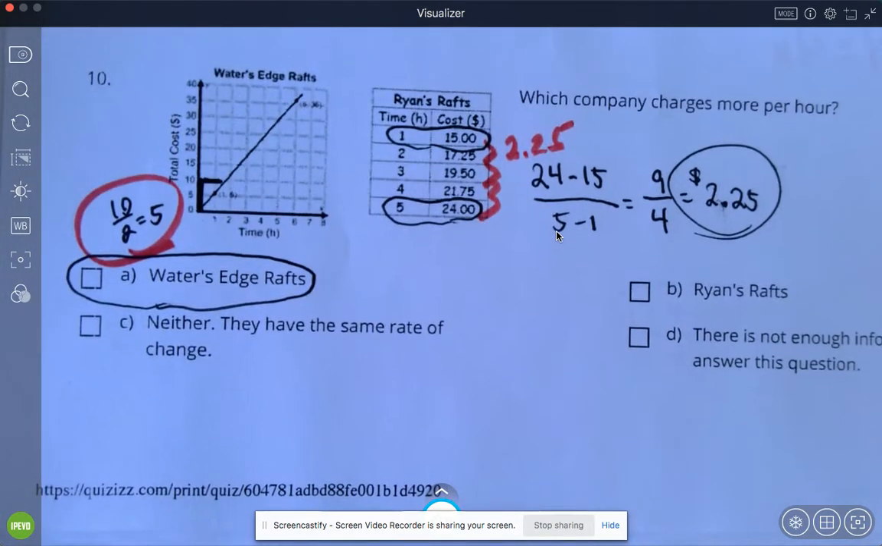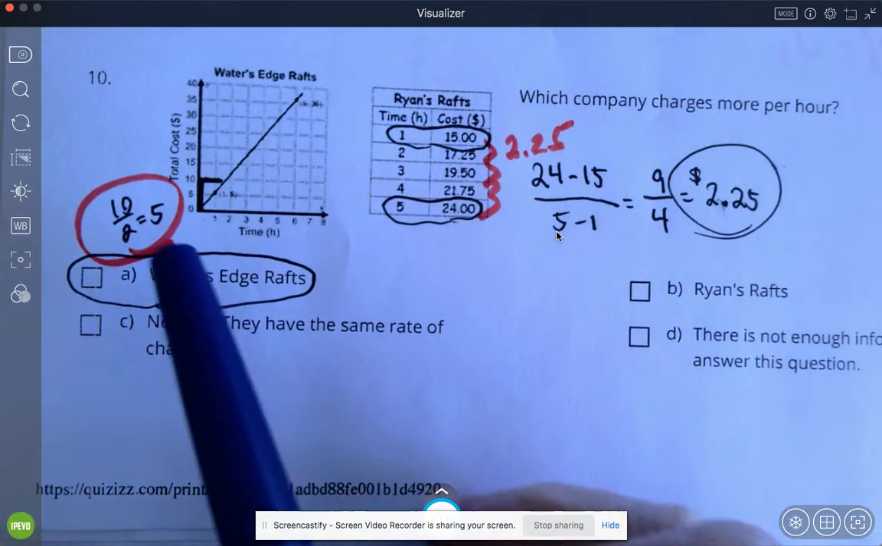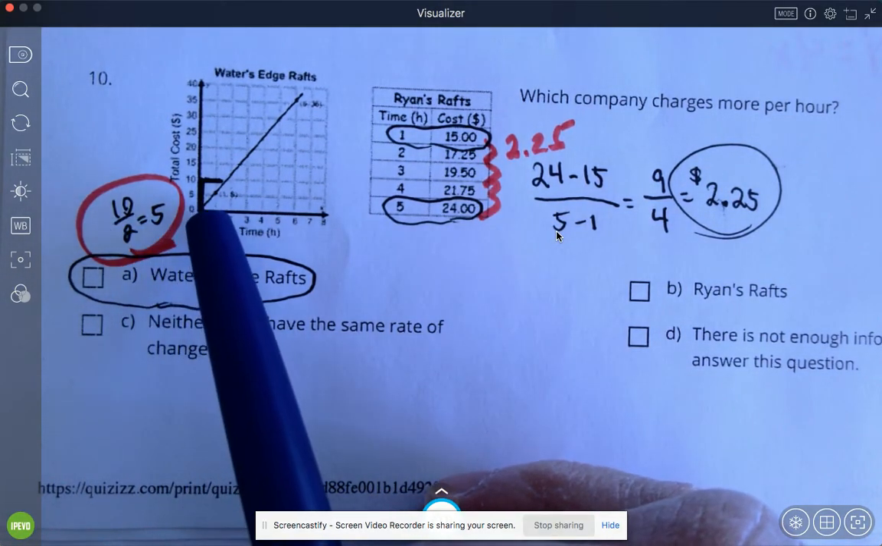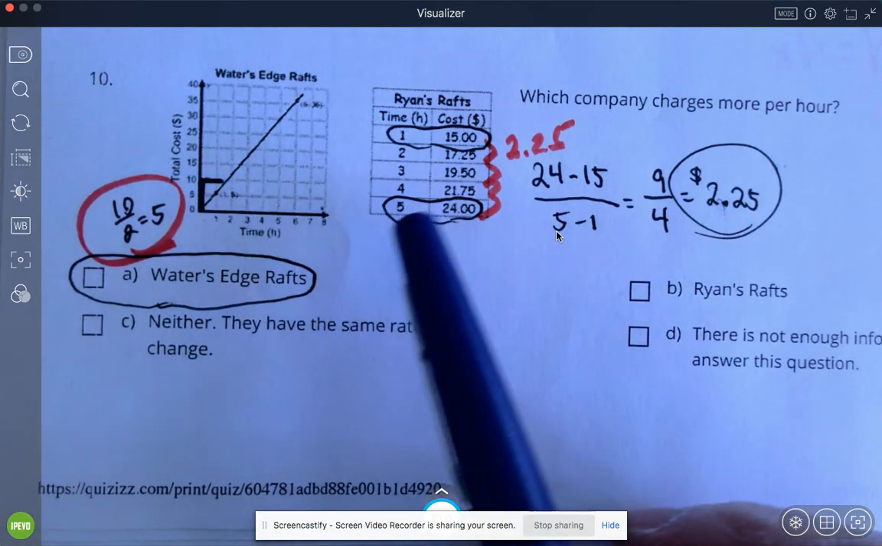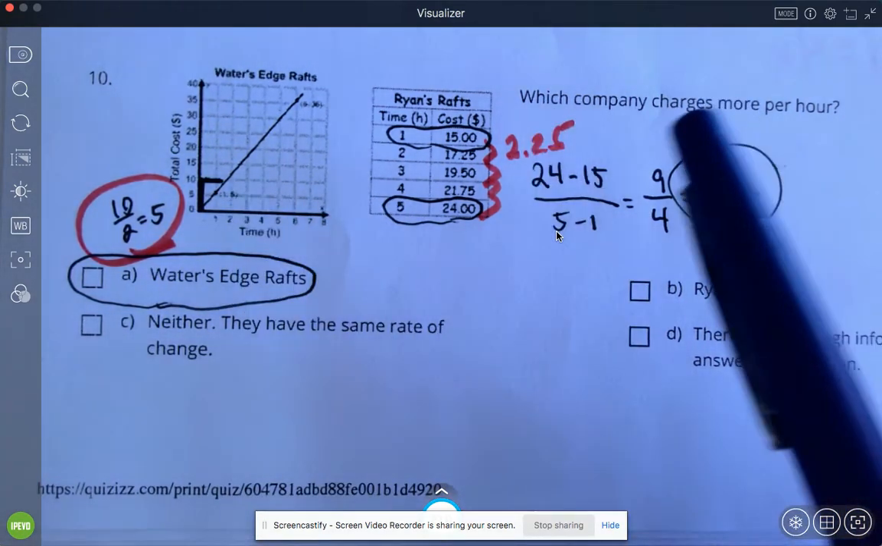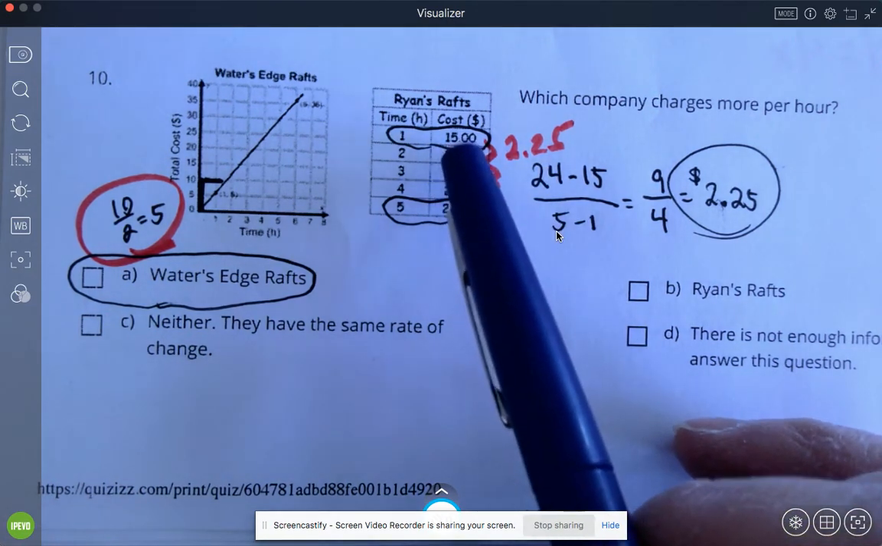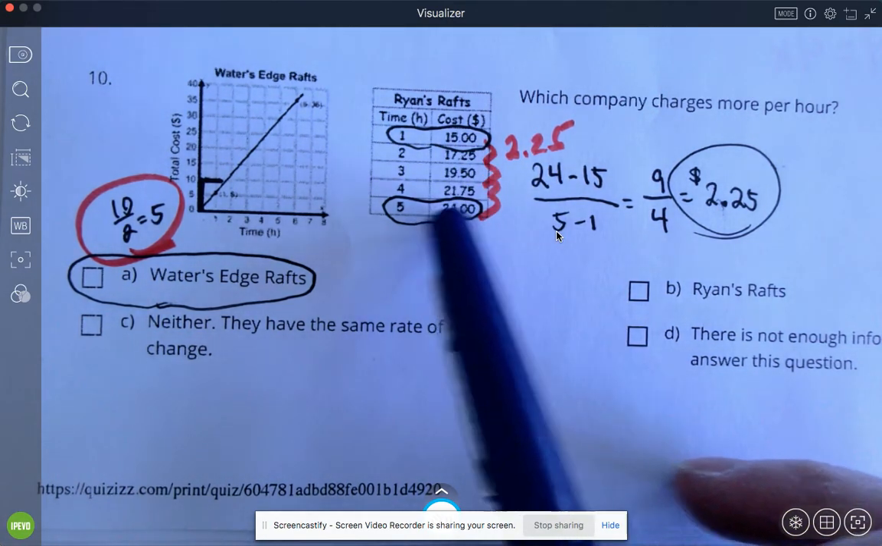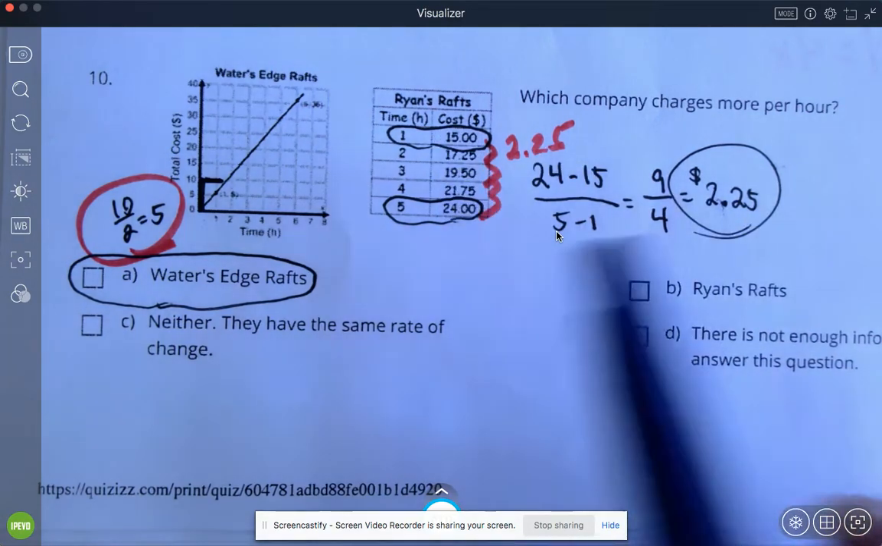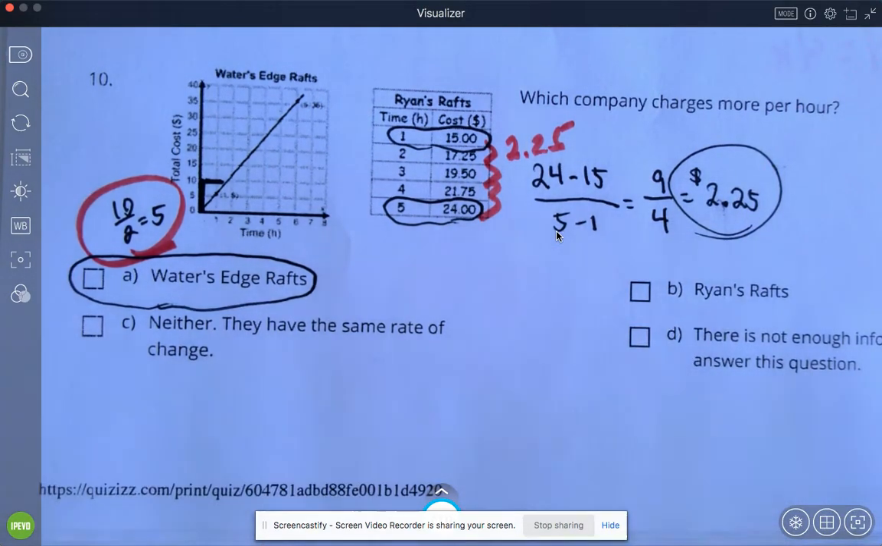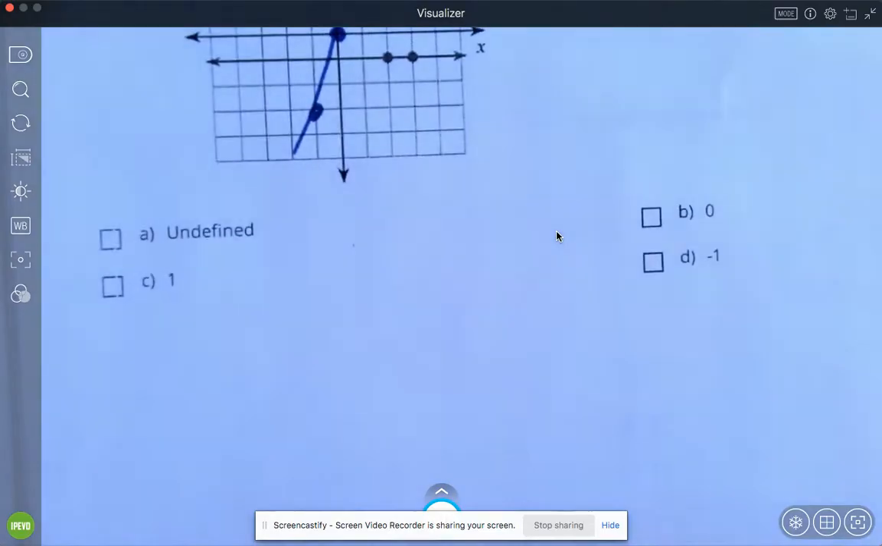Then we had Water's Edge and Ryan's Rafts. So the slope here, I did up 10 over 2, which is 5, so it's $5 per hour. This one is $2.25 per hour. It has a higher starting cost, but if I did the slope formula or just looked at the pattern, it's $2.25. So Water's Edge was more expensive.